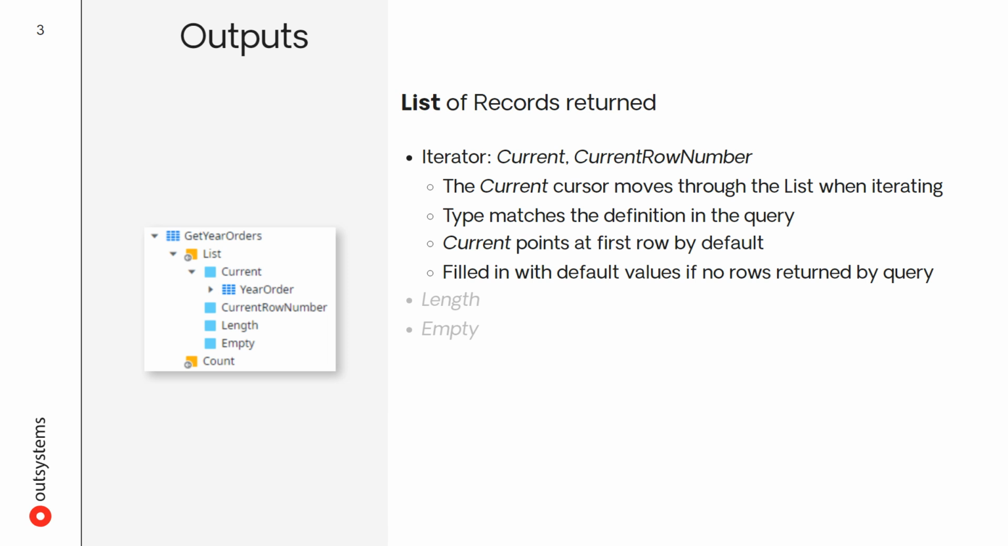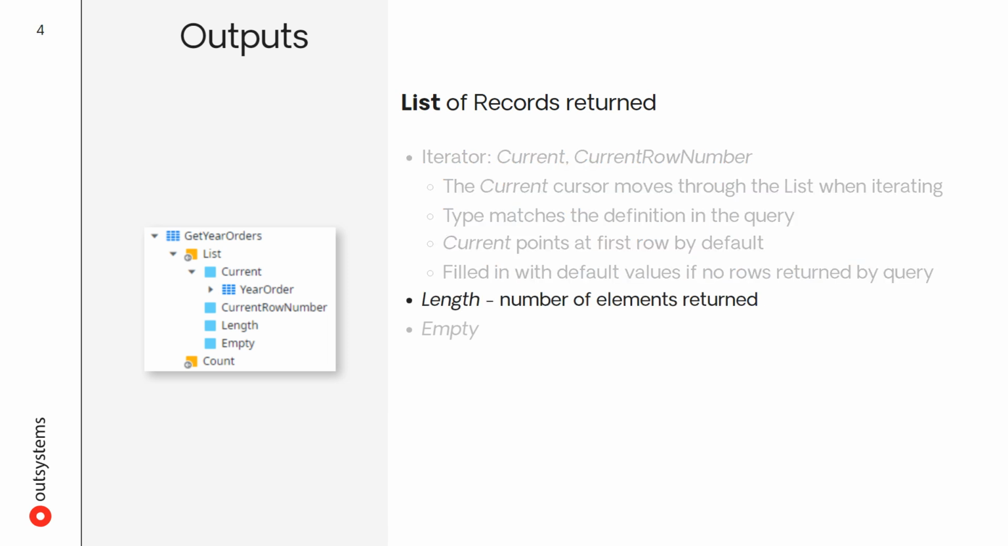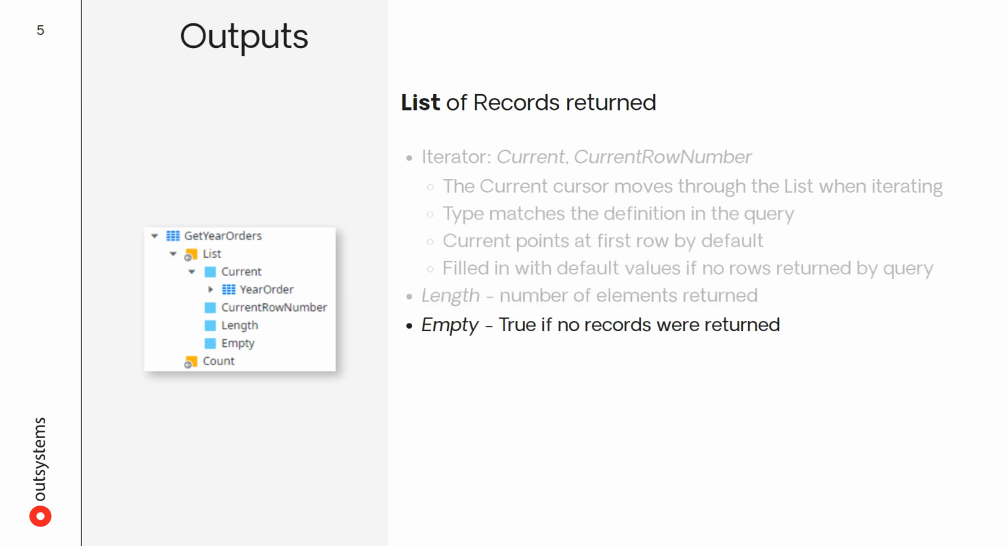Another important aspect is that the current will point to the first record of the list by default, and if no record is returned, the current will contain default values for its data type. As for the length, this is the number of records returned, which may be optimized to the number of records being displayed on a screen. The empty will be true if no records match the criteria defined in the aggregate and false otherwise.